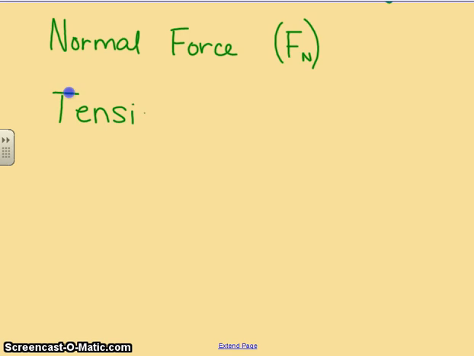Another common force is tension, and we use a capital letter T for tension. Tension is the force that a rope or string or chain or anything like that exerts on an object. The direction of tension is along the rope, away from the object. So if you had a rope attached to a ball, or let's even say a yo-yo, that might be something you're more familiar with, and the yo-yo were hanging straight down, the direction of tension would be straight up.